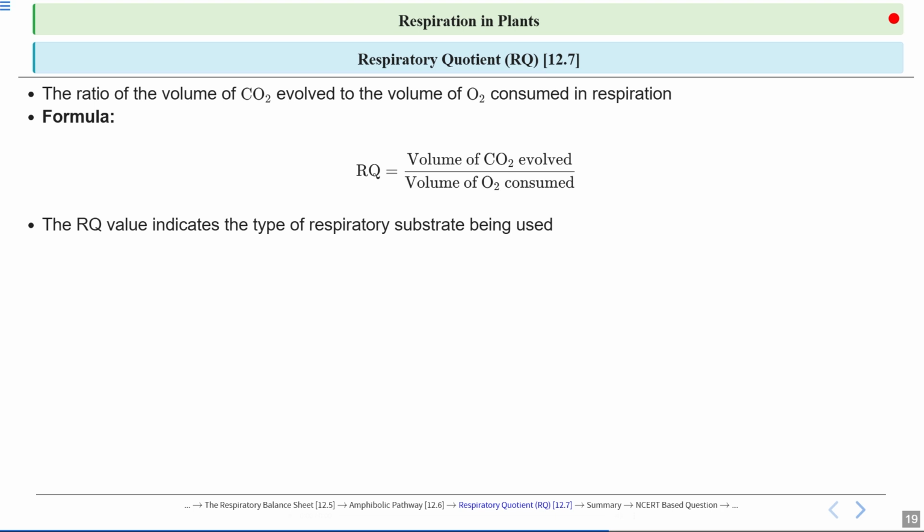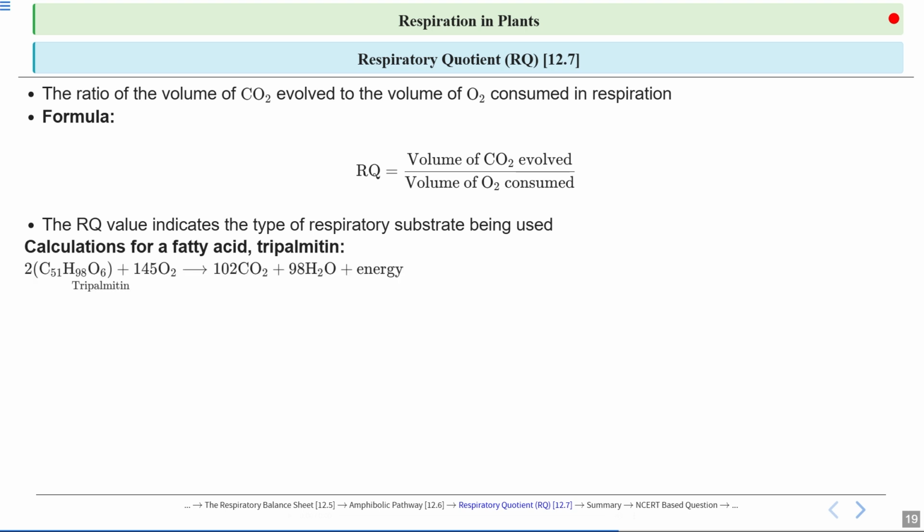What does this RQ value indicate? It tells us the type of substrate that is being used in respiration. We can calculate RQ for various compounds. First, let's calculate for a fatty acid, that is tripalmitin. In this reaction, oxygen is consumed, and carbon dioxide is released along with water and energy. Note that 145 oxygen molecules are consumed and 102 carbon dioxide molecules are evolved.